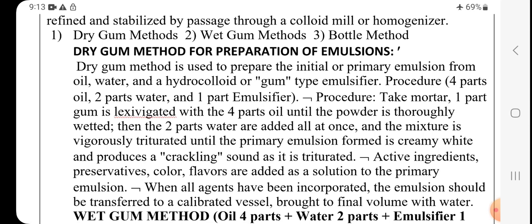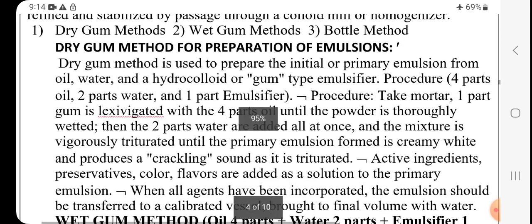Now see, firstly, that is the dry gum method. So here in the dry gum method, 4:2:1 means 4 parts of the oil, then 2 parts of water, and 1 part of the emulsifying agent is taken. So that ratio is important here. 4:2:1: oil 4 parts, then 2 parts water, and 1 part of the emulsifier.